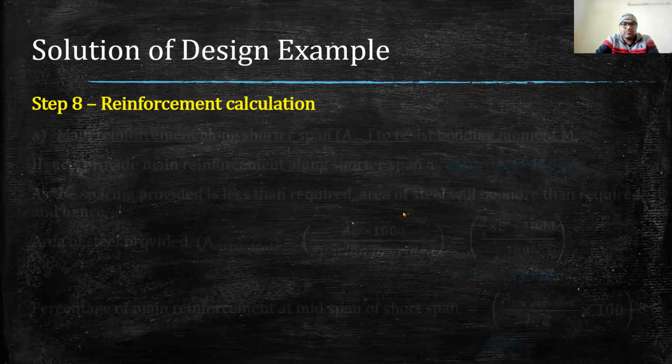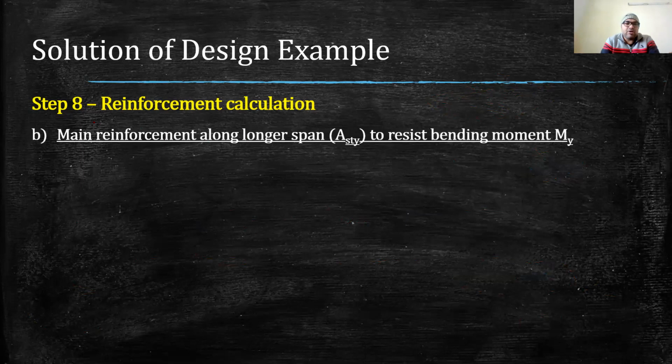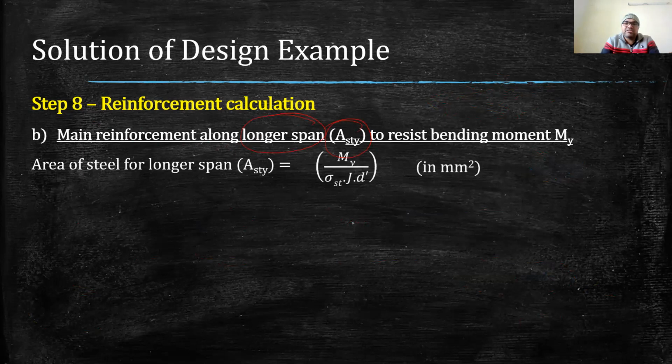So now similarly we will calculate the value of ASTY, which is the main reinforcement along the longer span. Again using the same formula, but this time M will be replaced by My, and here D provided is not used. In place of that we are using D dash. Now what is D dash, that we will see.